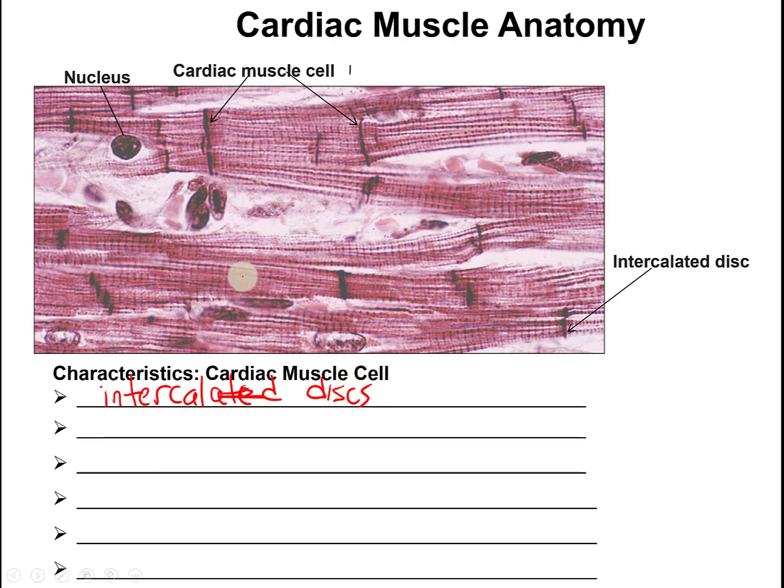The other thing you'll notice is that a cardiac muscle cell is defined as the distance between one intercalated disc to the next. So this is one cardiac muscle cell. Now remember, skeletal muscle cells would stretch the entire length of this slide. They would go from one end to the other and keep going. They're long and thin. But cardiac muscle cells are actually short and wide.